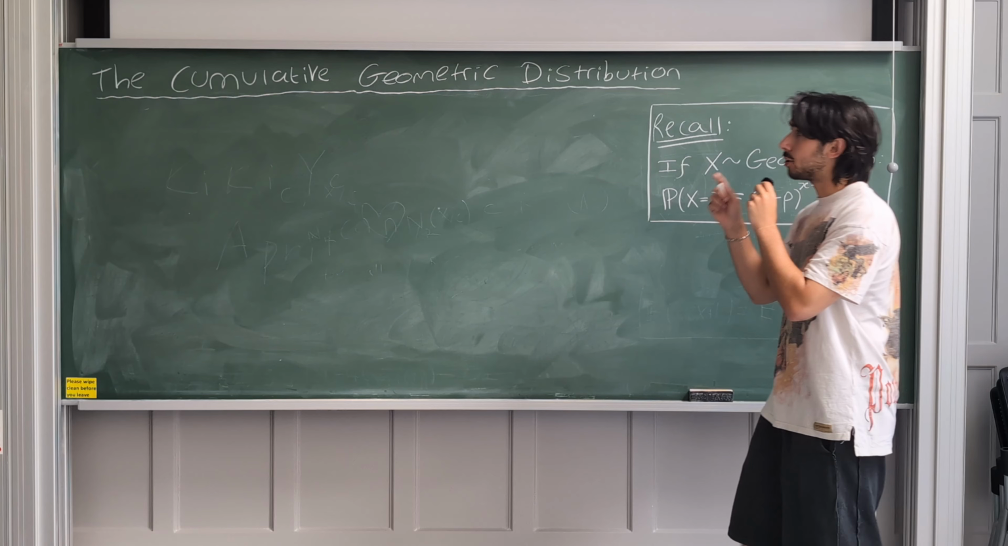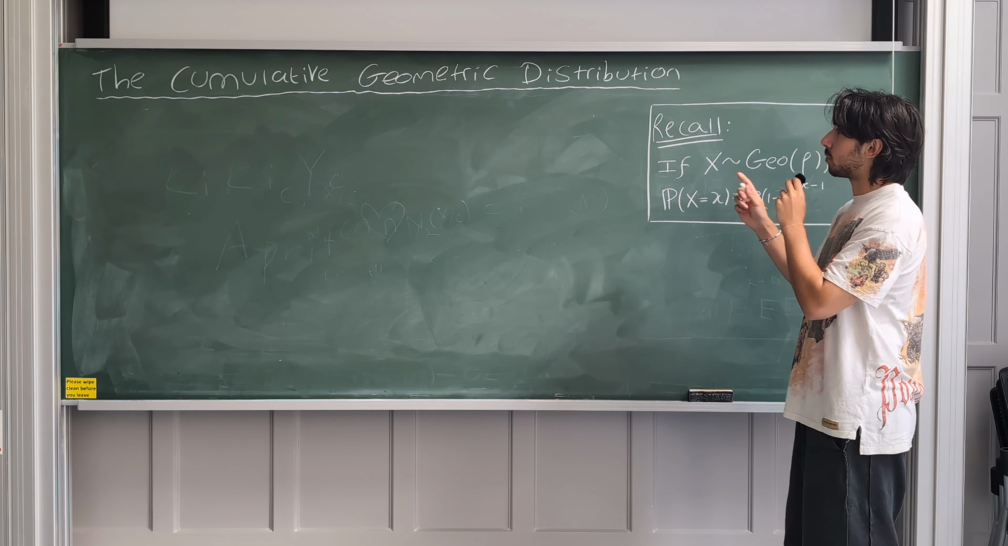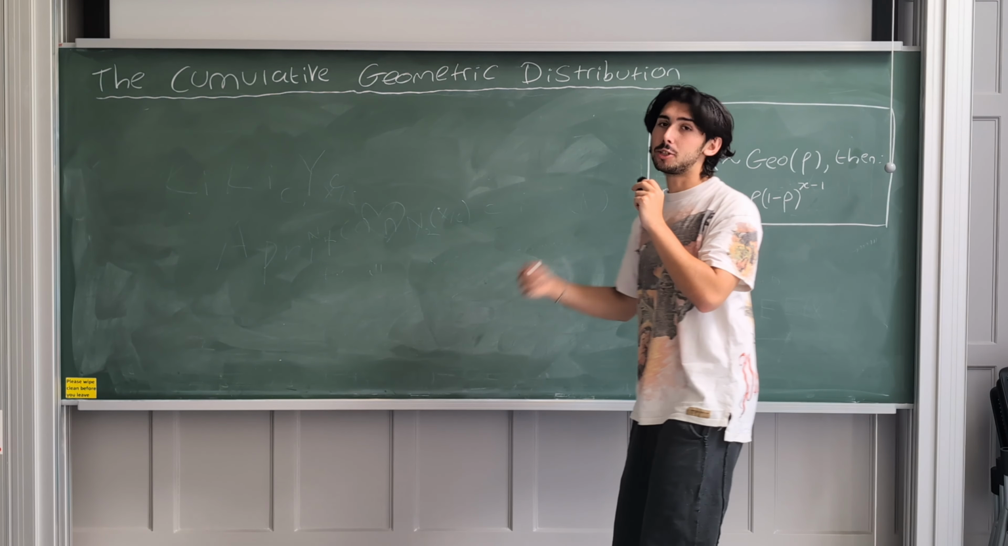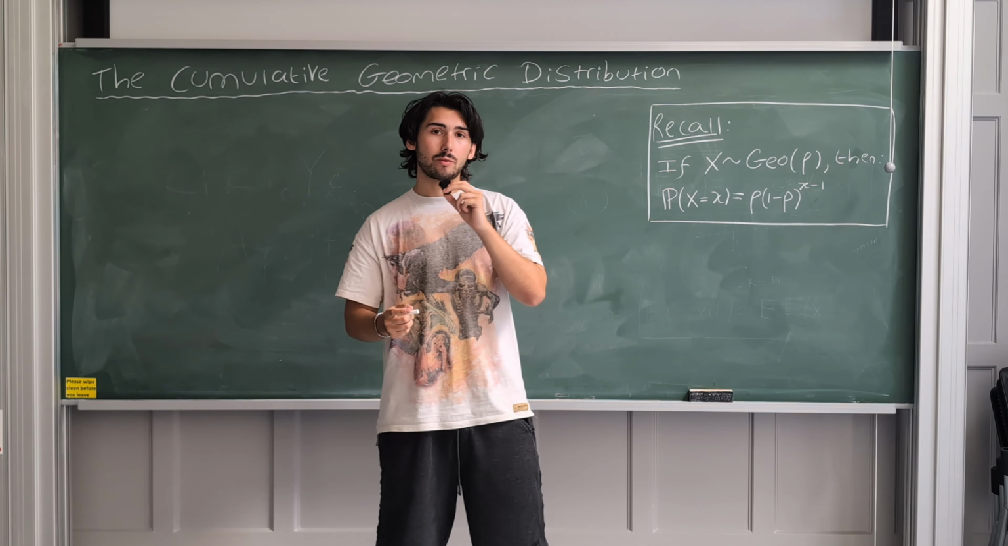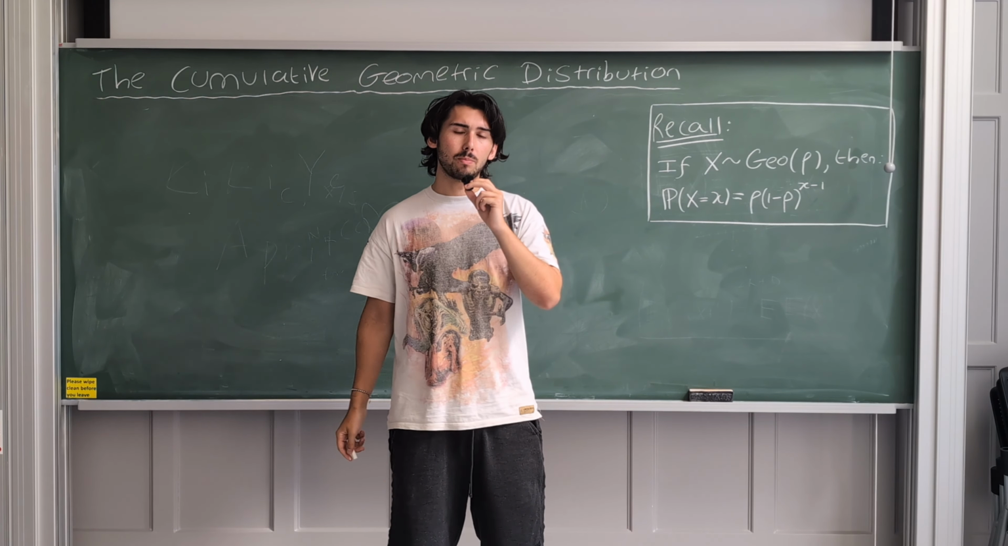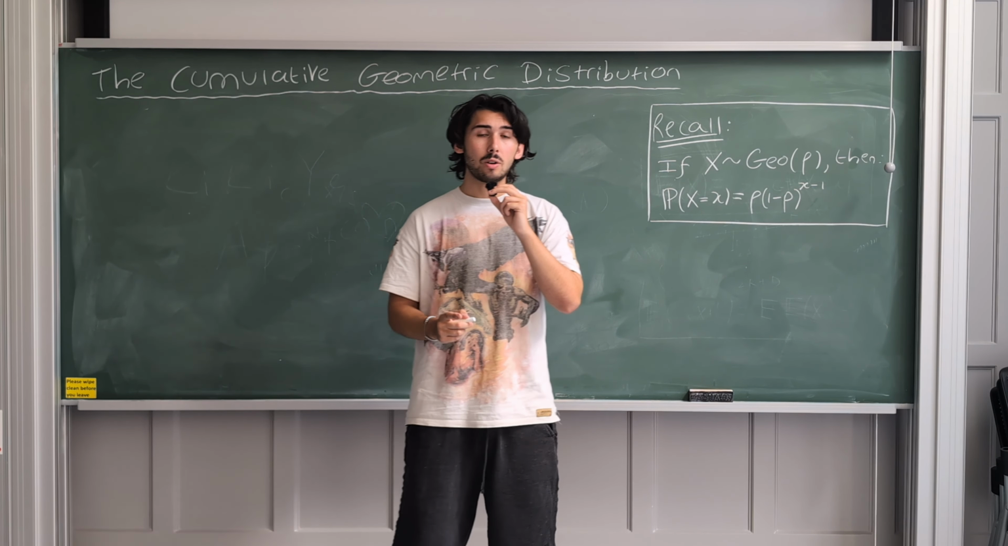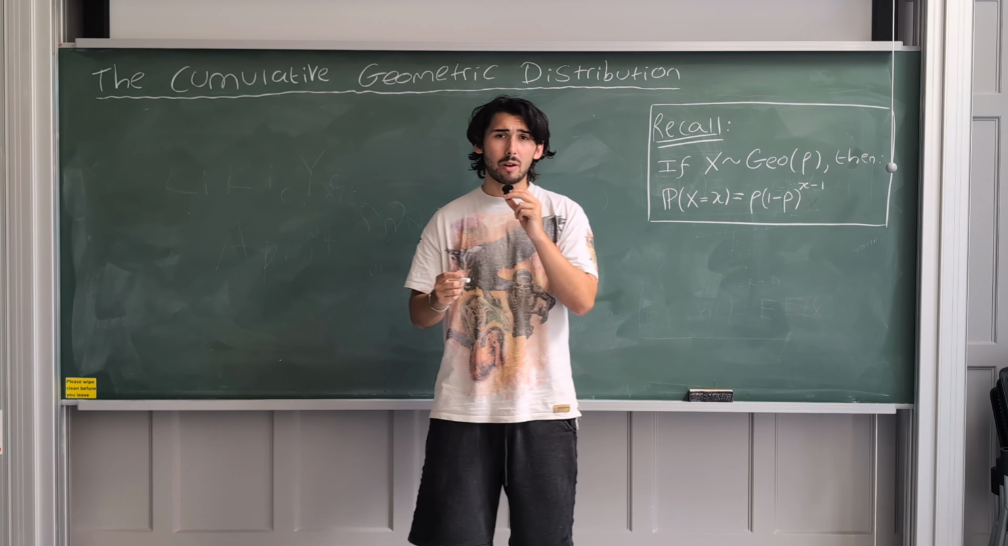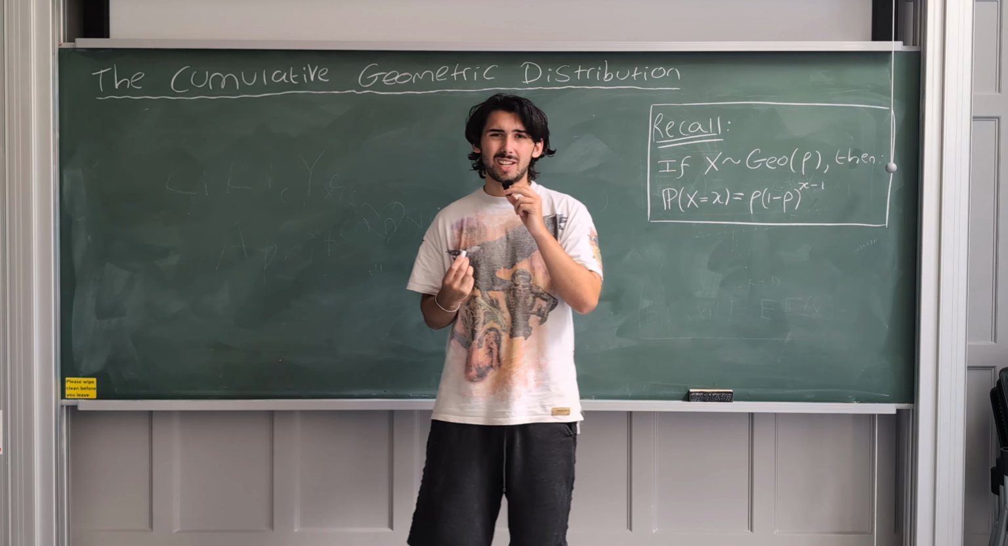In this video we're looking at the cumulative geometric distribution. So this is a sequel video to the first video that I've got on the geometric distribution. I'll make sure that I leave a link in the description below for you to go and check that out. So in this video we're going to assume that you already know what the geometric distribution is and what it means if a random variable has a geometric distribution.